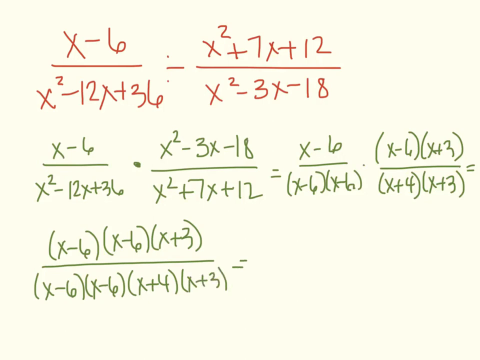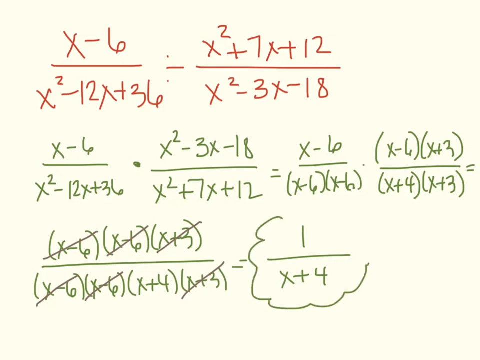And remember, a factor has to be something that's multiplied. So x minus 6 and x minus 6 are both factors. I can cancel them. x minus 6 and x minus 6, once again, both factors. x plus 3, both factors. Leaving me an x plus 4 in the bottom and nothing in the top. The way that we represent nothing when we're talking about rationals is a 1. So your simplified answer would be 1 over x plus 4.